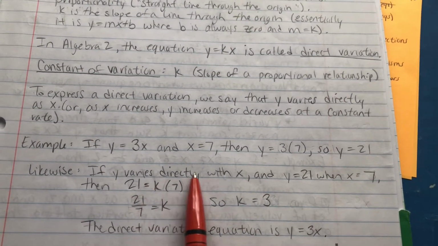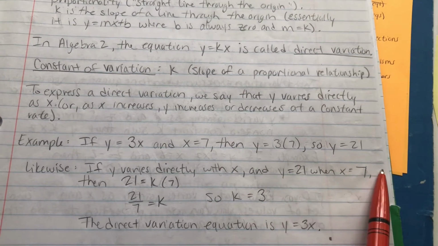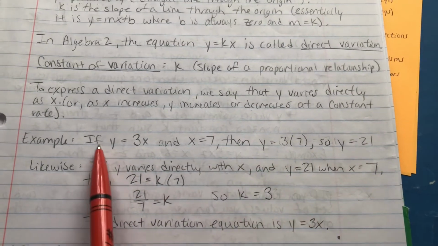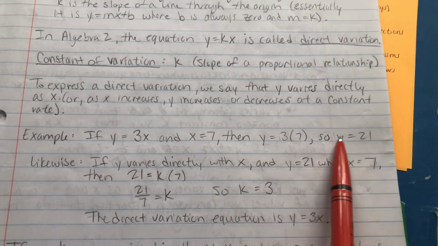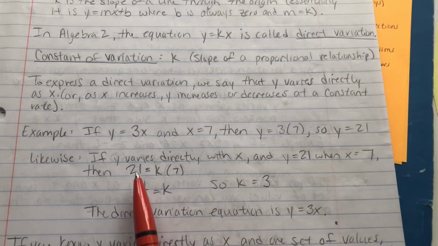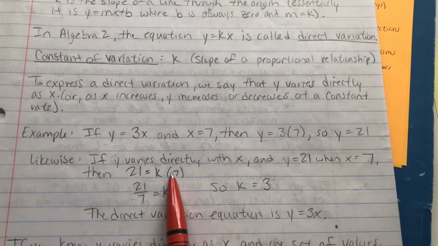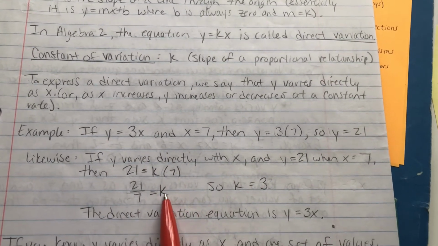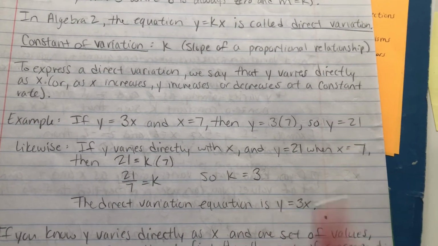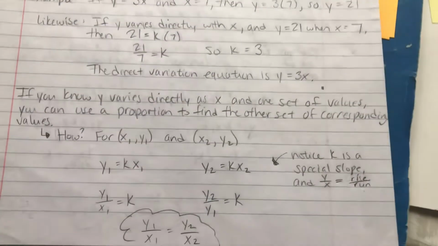Likewise, if y varies directly with x, and y equals 21 when x is 7, we can create our equation y equals 3x. So this is what we've been using for years now, and this is how it's going to be phrased instead. It's kind of like we're working backwards. Y equals kx when y is 21 and x is 7. We can divide by 7 to the other side to find our constant of 3. Y equals 3x.